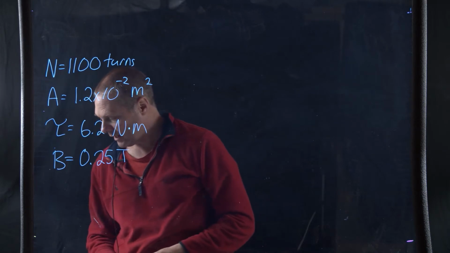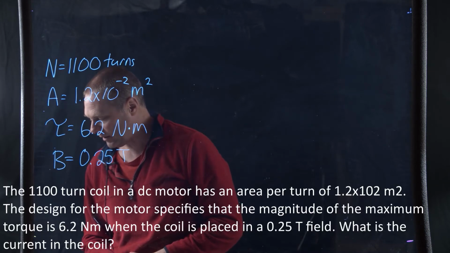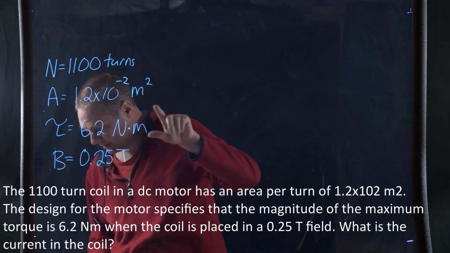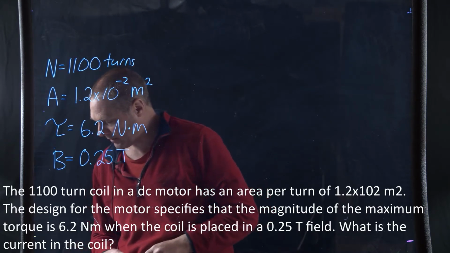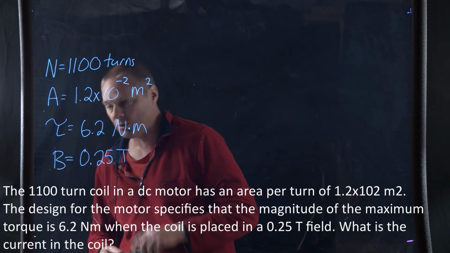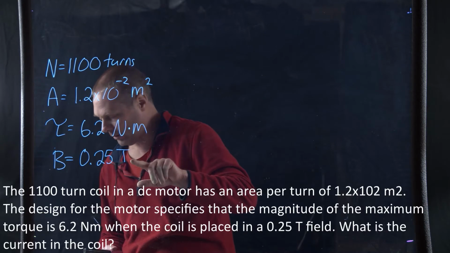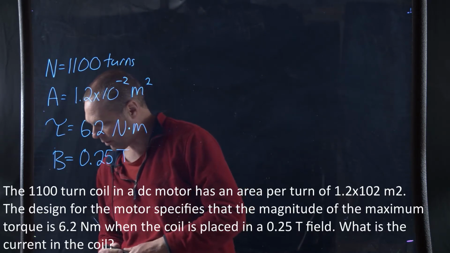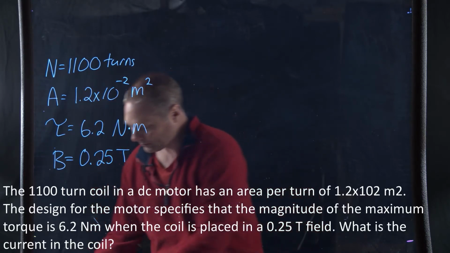And this one says the 1100 turn coil in a DC motor has an area per turn of 1.2 times 10 to the negative 2nd meters squared. The design for the motor specifies that the magnitude of the maximum torque is 6.2 Newton meters when the coil is placed in a 0.25 Tesla field. What is the current in the coil? So we're looking for current.